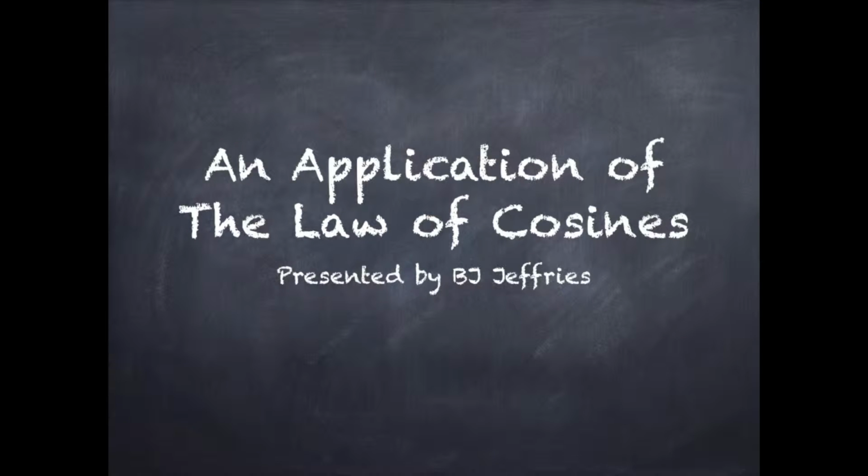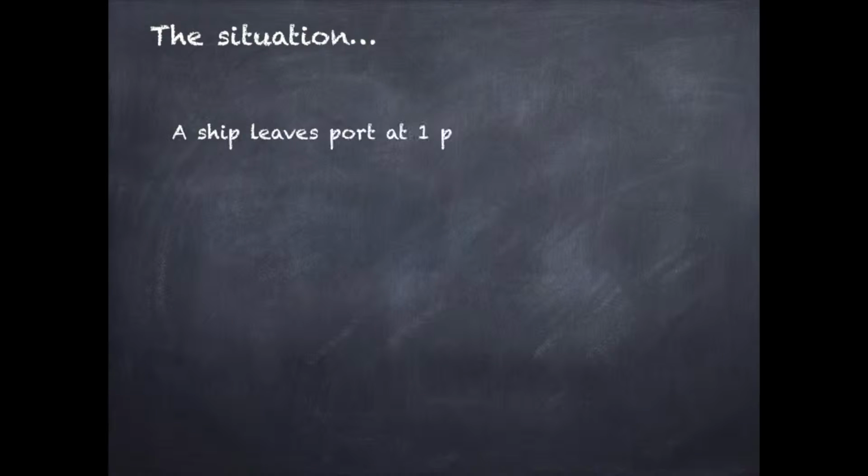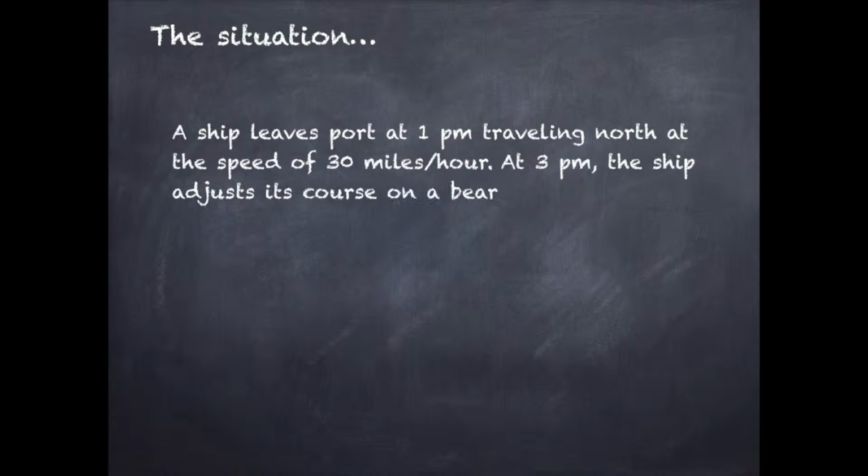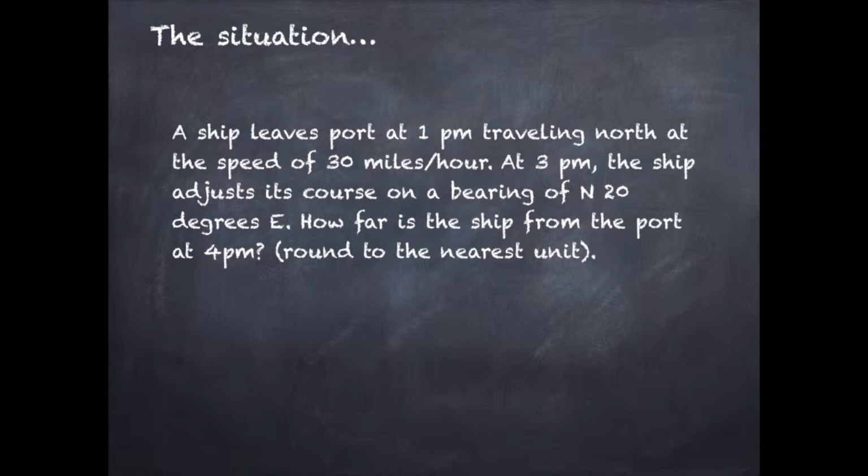An application of the law of cosines. A ship leaves port at 1 p.m. traveling north at the speed of 30 miles per hour. At 3 p.m., the ship adjusts its course on a bearing of north 20 degrees east. How far is the ship from the port at 4 p.m.?